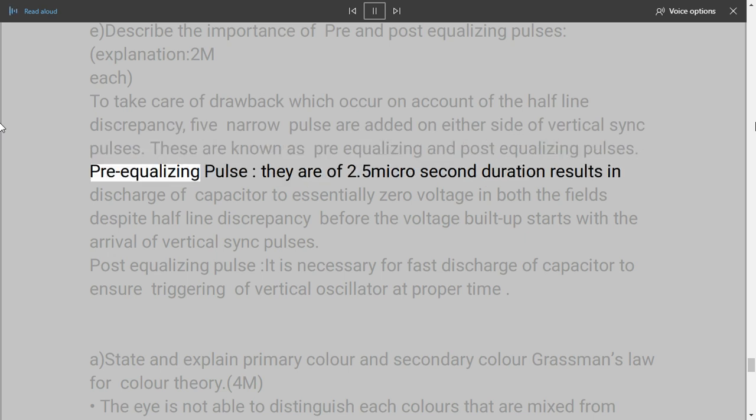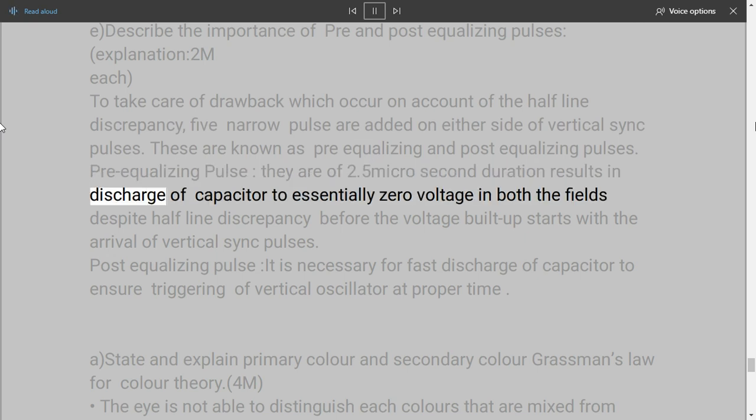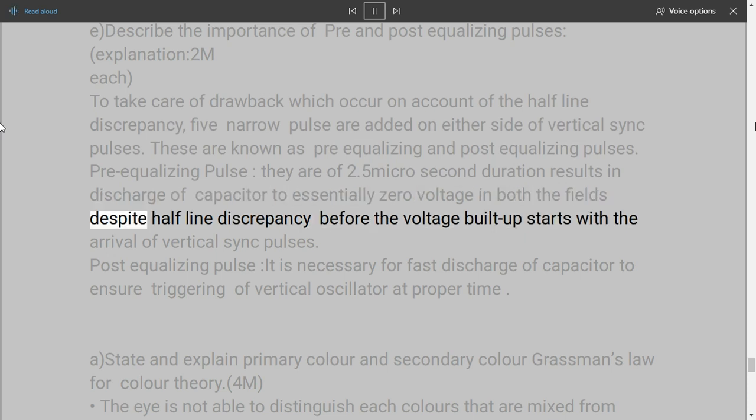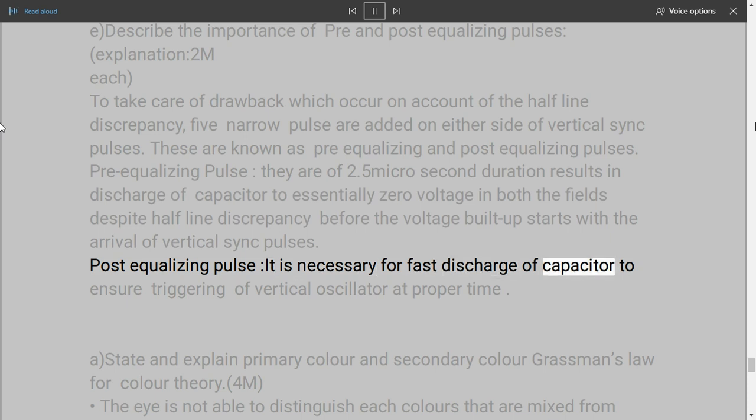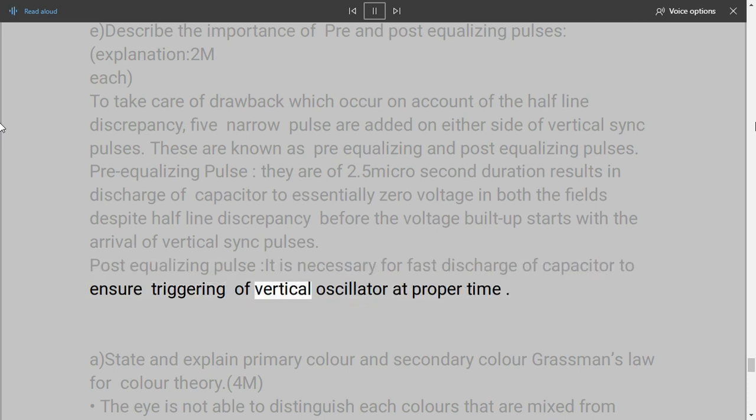Pre-equalizing pulse: they are of 2.5 microsecond duration, and result in discharge of the capacitor to essentially zero voltage in both the fields, despite the half-line discrepancy, before the voltage build-up starts with the arrival of the vertical sync pulses. Post-equalizing pulse: it is necessary for fast discharge of the capacitor to ensure triggering of the vertical oscillator at the proper time.